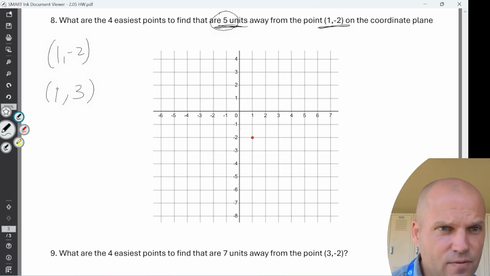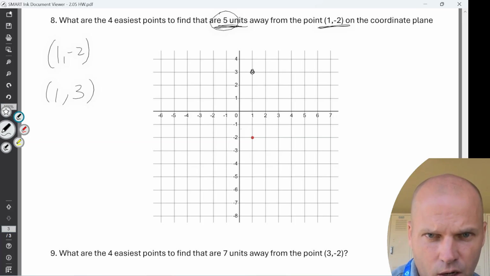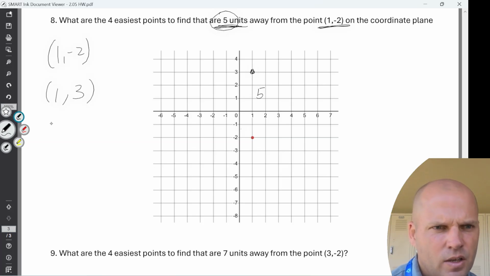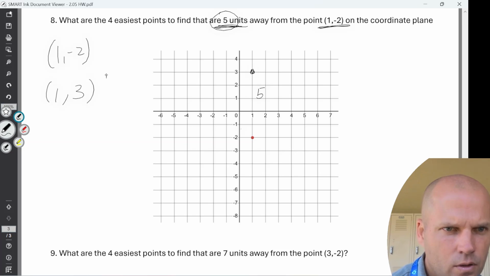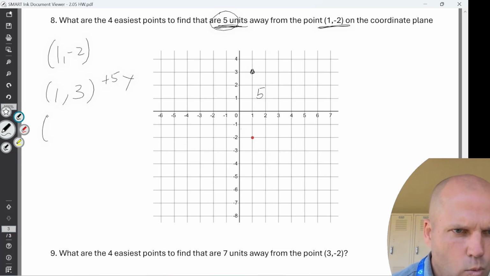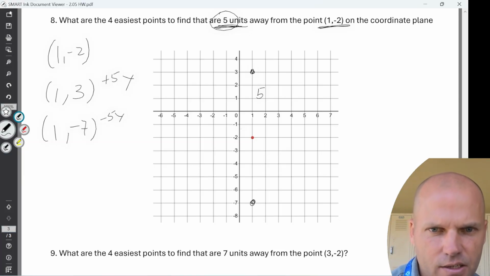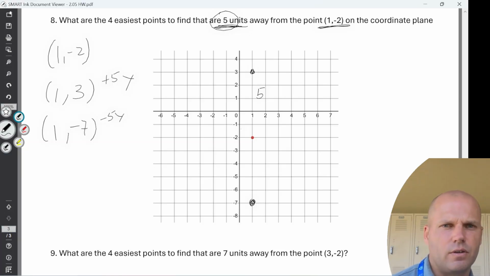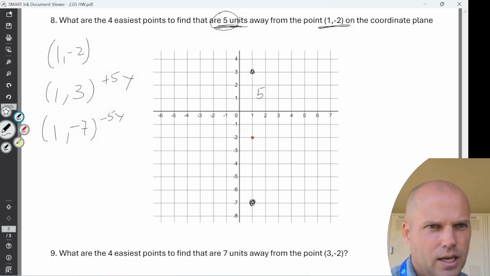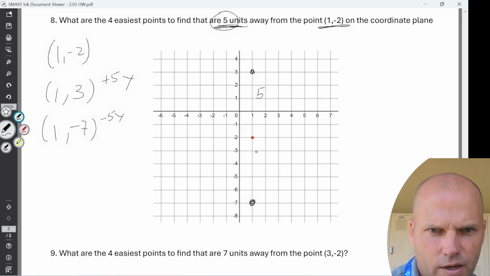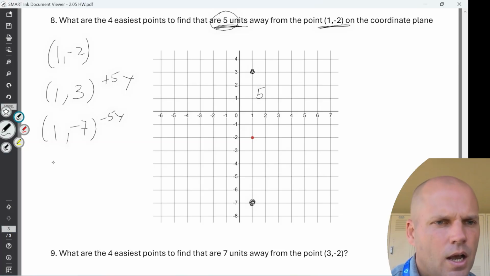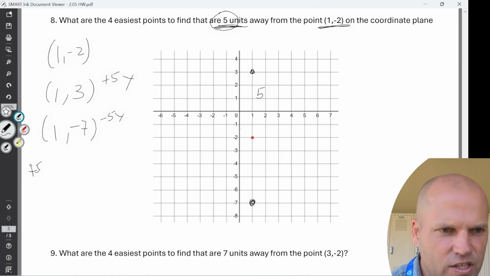So if I add 5 to -2, I get (1, 3). All right, well, that's 5 away. If I subtract 5 from the y coordinate, I will get -7. Well, that is 5 away. I don't need the Pythagorean theorem to do this. Is that really 5? 1, 2, 3, 4, 5. 1, 2, 3, 4, 5. Cool. And then I can add 5 to the x, and I can subtract 5 from the x.